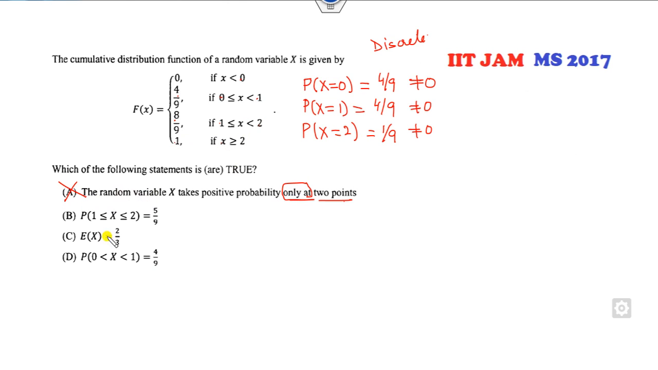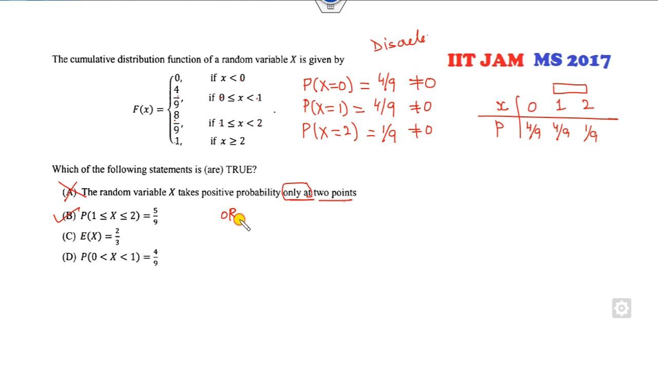So clearly it is only at 3 points. Now you can see the sum of the probabilities is 1. Fine. So what is the meaning of that? It's a discrete problem. It consists of only 3 points. Then what is the answer of this? 1 to 2, that is here. So 4 over 9 plus 1 over 9 is 5 over 9.